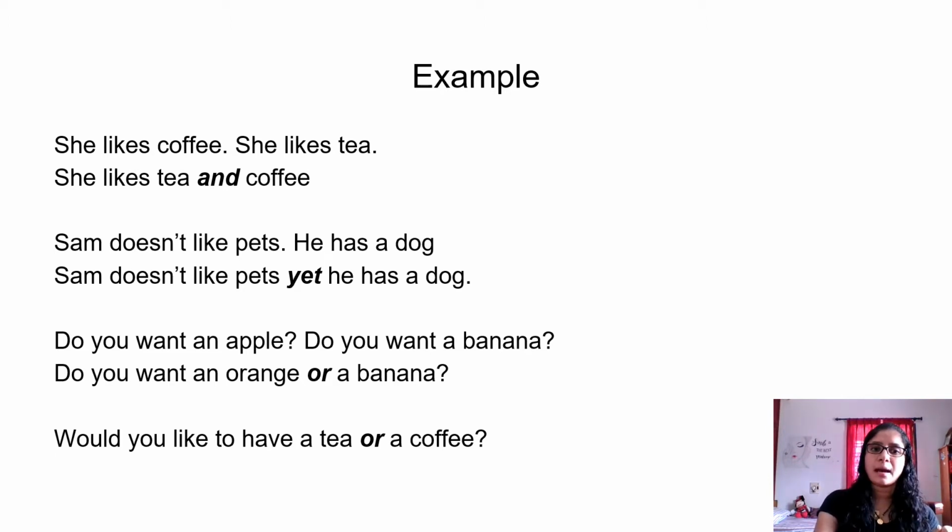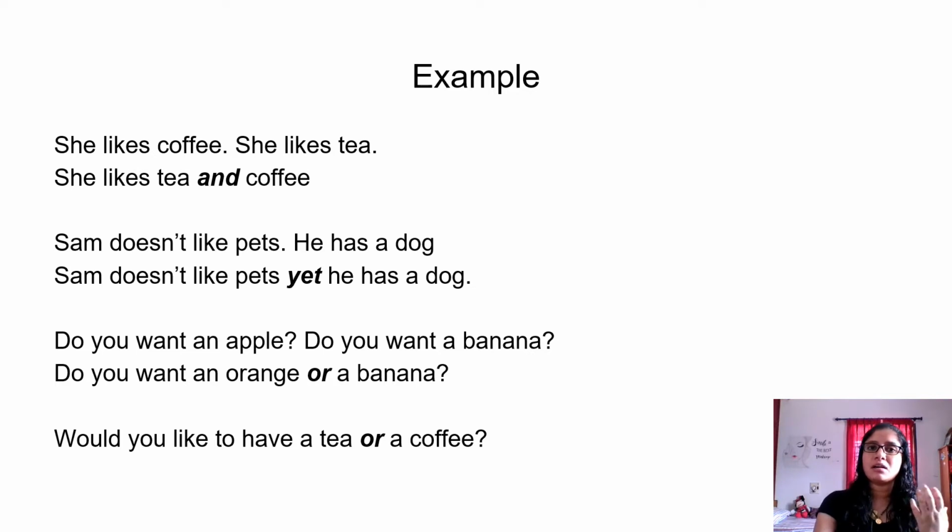Do you want an apple? Do you want a banana? So here the repetition is there. Instead of repeating it again and again, you can add or, and rephrase it: do you want an orange or a banana. Next example is for or again. Would you like to have a tea or a coffee?